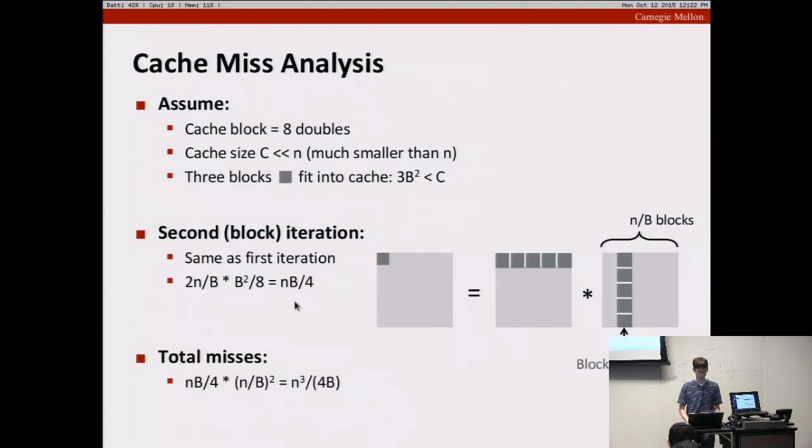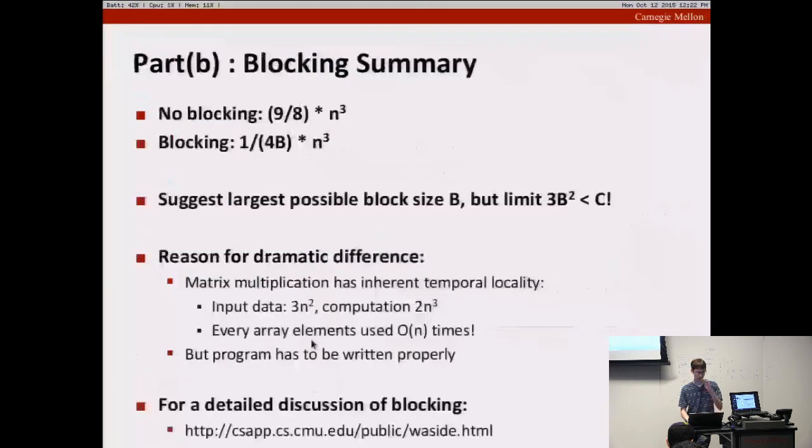And this is going to be the same for all of them. So then we check how many blocks we do total. That's n over b squared. And this comes out to n cubed divided by 4b. And so then we can play around with different sizes of b and see that this is actually going to be better in terms of cache performance.